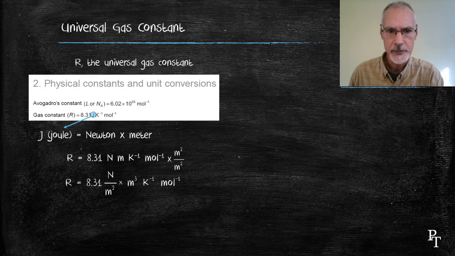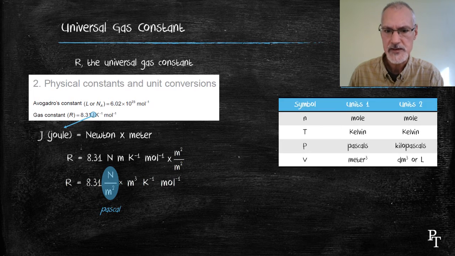That now gives me the following expression. A Newton over a meter squared, that's the unit of the Pascal. And meters cubed, that's a unit of volume. So to use this particular equation, PV equals nRT, the units are very specific. The number of moles must be used, the temperature must be in Kelvin, the pressure must be expressed in pascals, and V in cubic meters, or meters cubed.